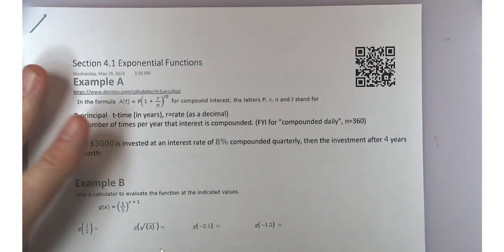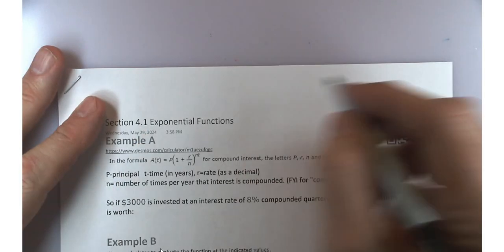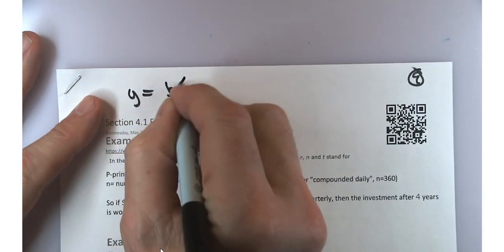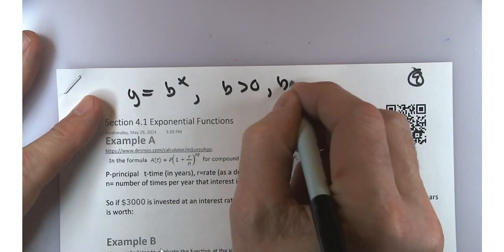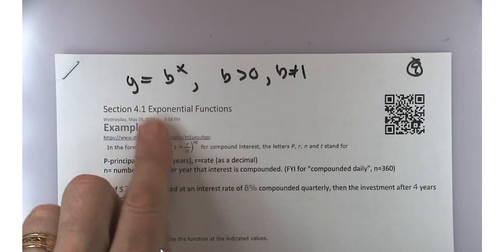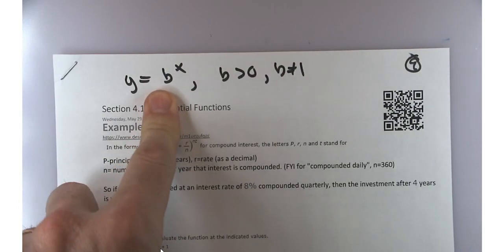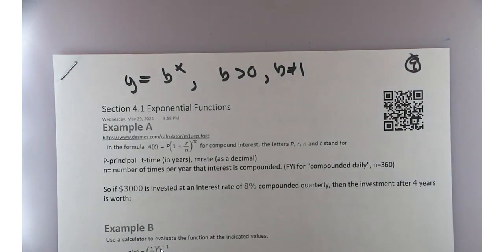Now, your exponential functions in general are going to look like this. A basic exponential function would be y equals b to the x, where b is greater than 0 and different than 1. If we had 1 to the x power, that'd be a really boring function. It wouldn't be much of a function at all. It'd just be a constant function, because 1 to any power is just going to be 1.